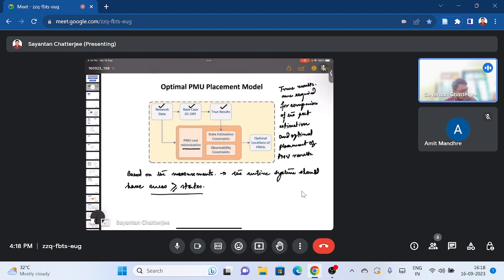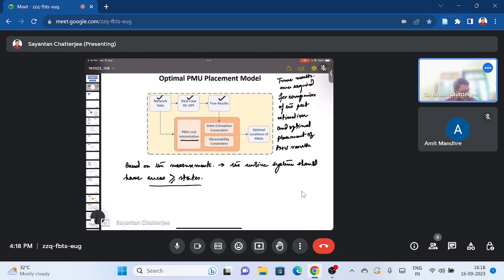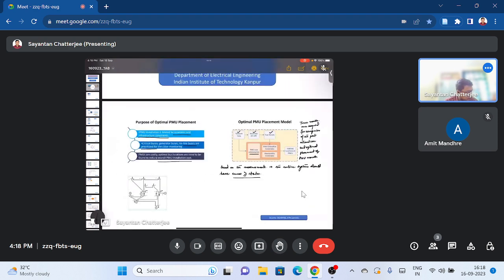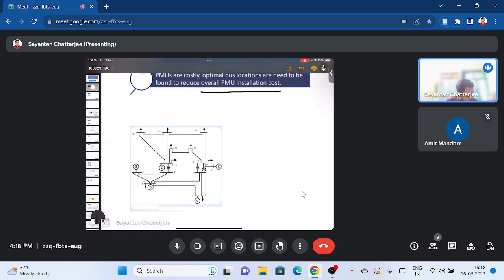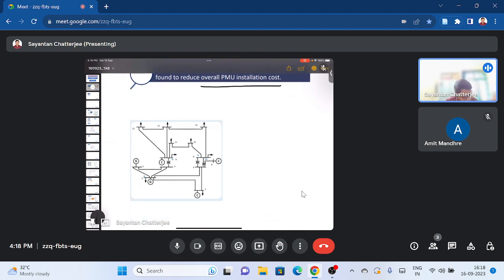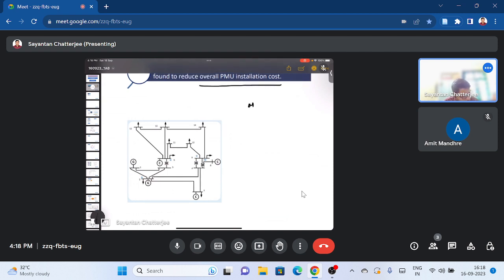So this is the optimal PMU placement model, and on the basis of it, we can observe the IEEE system. The objective function is to minimize the PMU cost. Since the cost of the PMUs is high, the objective is cost minimization. This is the basic objective function.